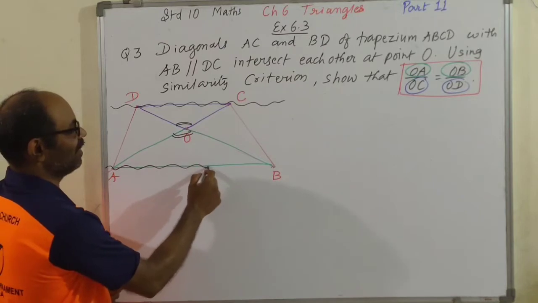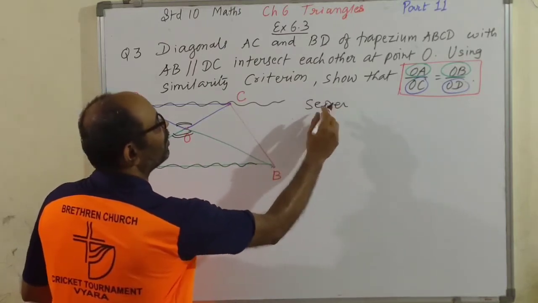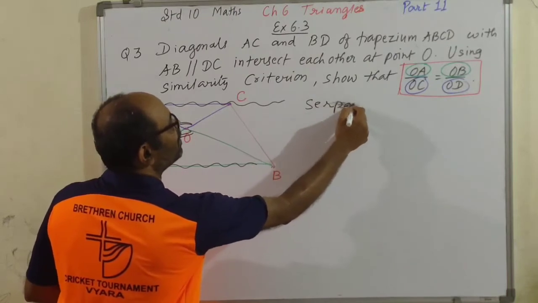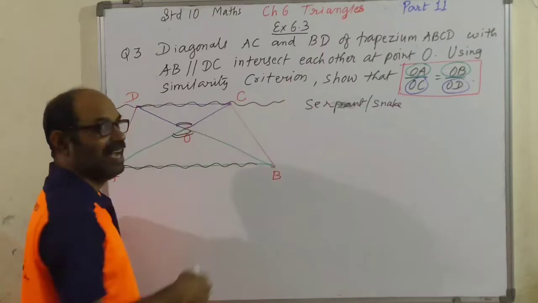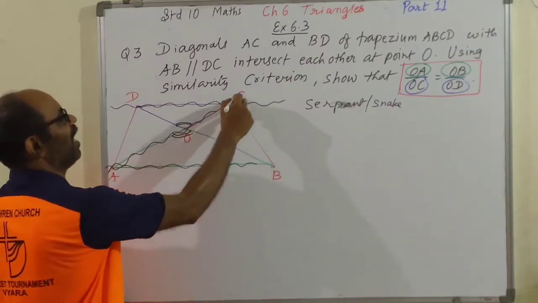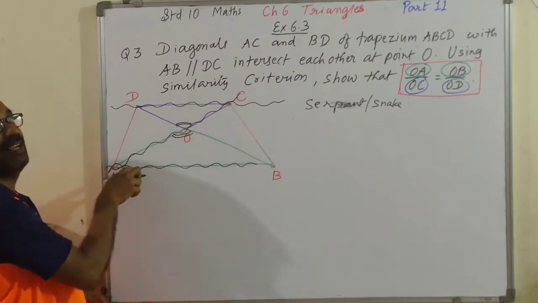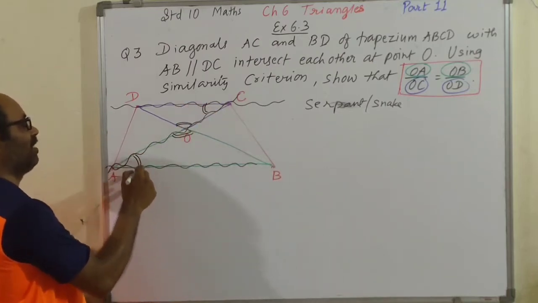Serpentine line. Serpentine line means serpent. Serpent means snake. So a snake goes like this. And this is what? Another serpentine line. That is transversal. So the angle between two serpentine lines.